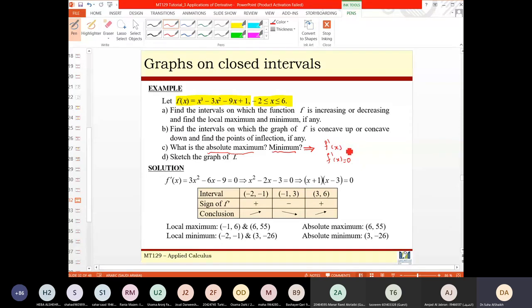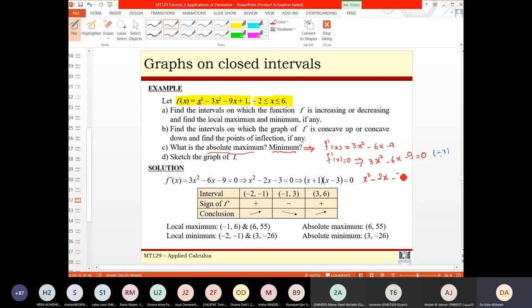I'm gonna let f dash equal to 0. Now f dash, check the function. This is the function x cubed, this will be 3x squared minus 6x minus 9. Let this equal to 0, يعني 3x squared minus 6x minus 9 equal to 0. أنا علمتكم إذا كذا, let's simplify it. I have to divide everything by 3. I will get x squared minus 2x minus 3 equal to 0.